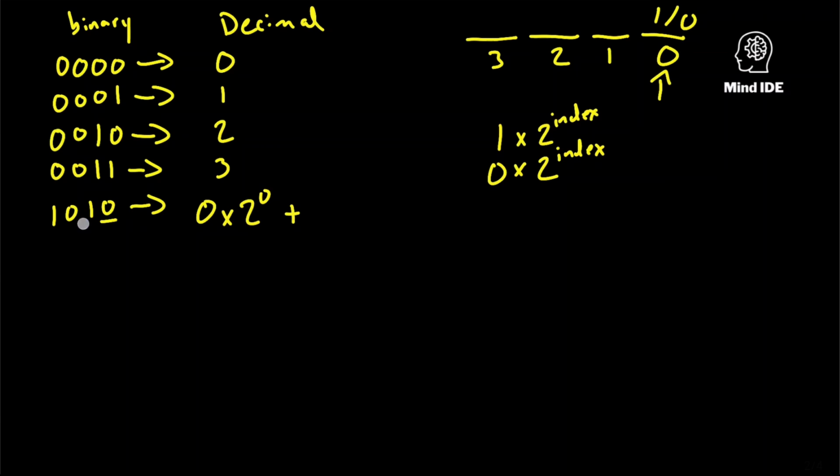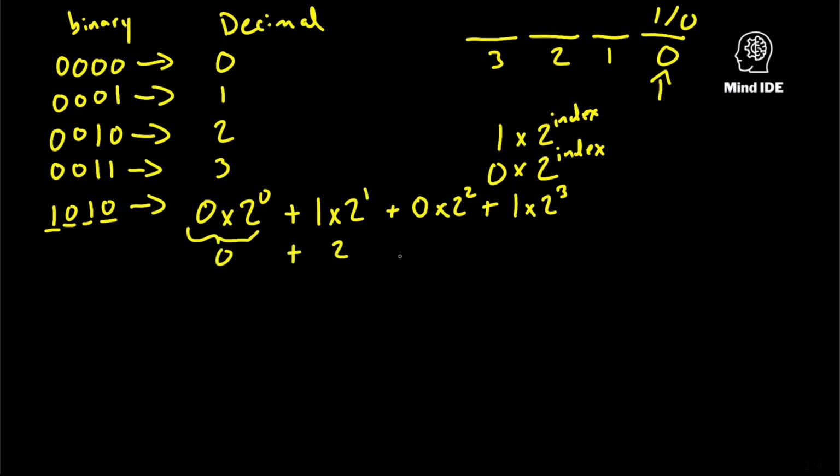And then we just add, so at the next index point, and we just keep going up here. Just like that. And then we just calculate that out. So this is 0 plus 2 plus 0 plus 8, which equals 10. So 1 0 1 0, this is going to be 10.